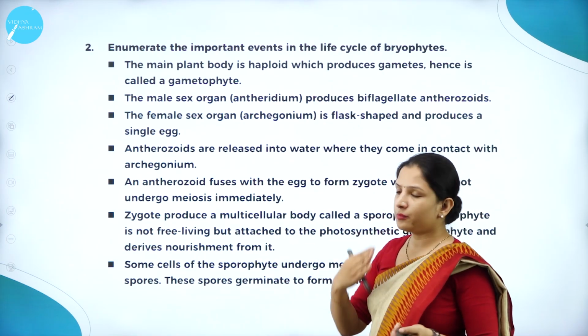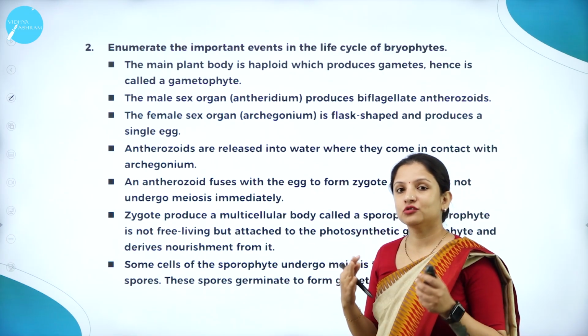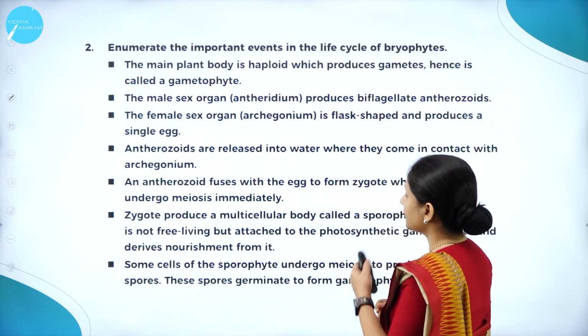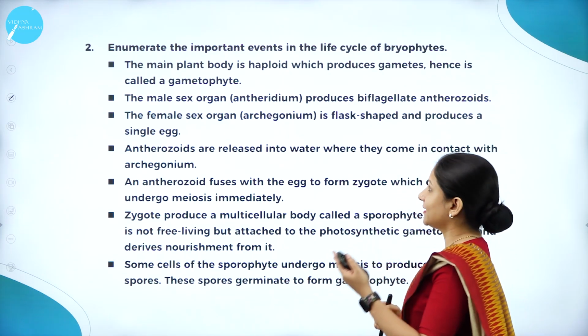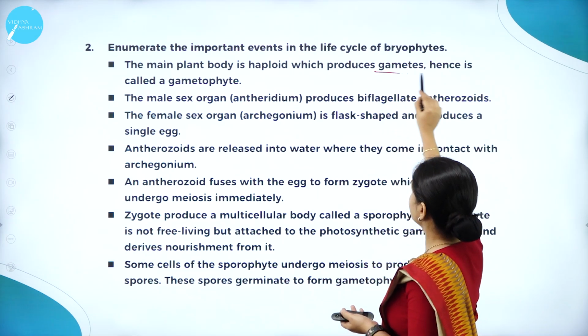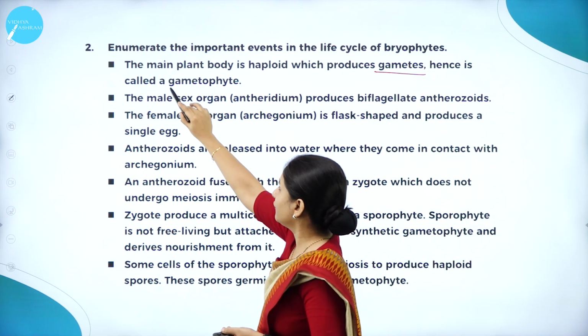Or you can just write one by one, but let it be in the form of points. Don't write it in the form of a para. So here, the main plant body is a haploid which produces gametes. Therefore, it is called a gametophyte.